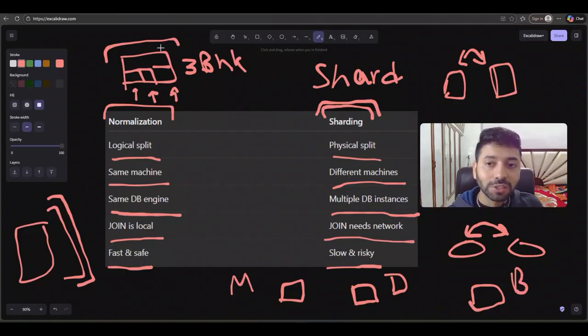So in normalization, because these are part of the same flat, you can directly move from one room to another room. But here, if you have to go from one room to another room, then you would have to take flights, correct? You can't just move from one room to another directly, because these are in different cities. So you'll take flights or any mode of transportation to reach there, so this would be complicated. Similarly, when we talk about sharding in actual terms, different machines are involved. Okay, so you can't interact with them directly, so you would require the network or API calls to interact between each other.